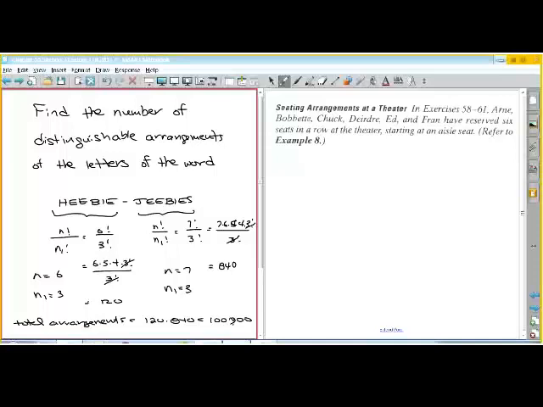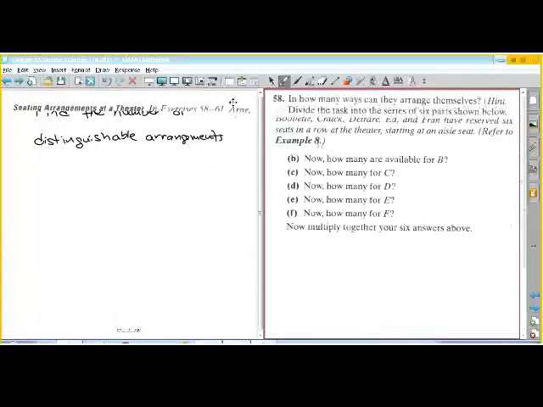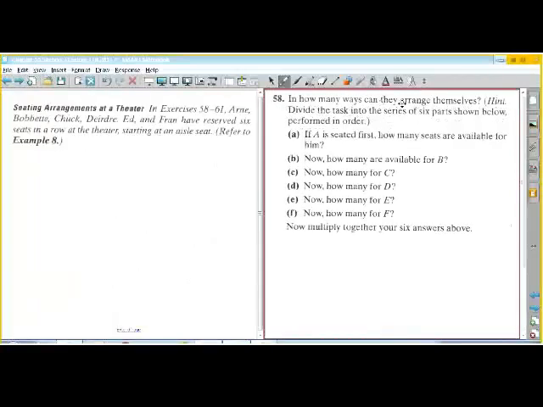Okay, the second example, this is problems 58 through 61. We have 6 people, 3 women, 3 men, and they've reserved 6 seats in a row in a theater, starting in an aisle seat. And then they want to arrange themselves in different arrangements. So we just have to think through this. We're using the fundamental counting principle. So 58 says, in how many ways can they arrange themselves?